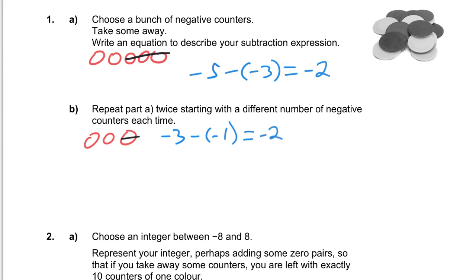Okay, and let's do one more time. Let's start this time with 1, 2, 3, 4, 5, 6, 7. Let's take, let's say, 3 away, and we end up with 4 negatives. So again, we start with 7 negatives, we take 3 of those negatives away, and we end up with 4 negatives.